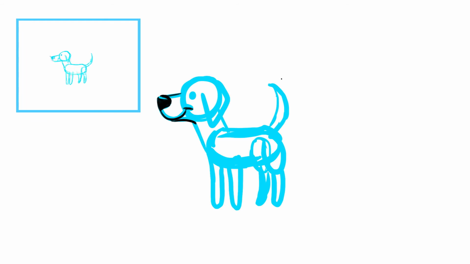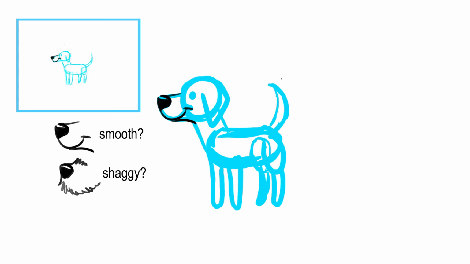So what I'd like you to do is start off with the nose and the muzzle. Okay, so your dog might have shaggy hair on its muzzle, it might have spiky hair. So this is the time that you want to start putting in all of the details now.